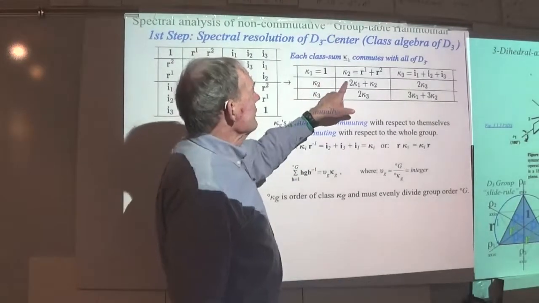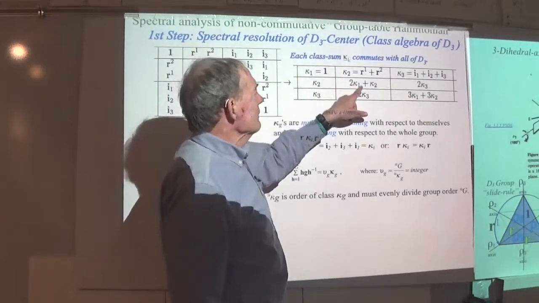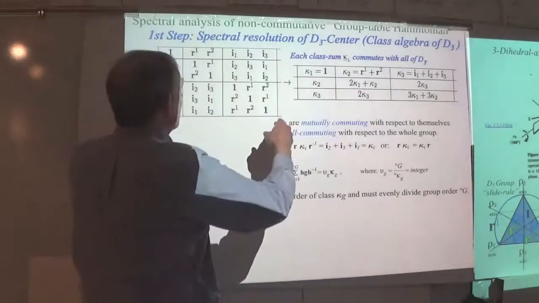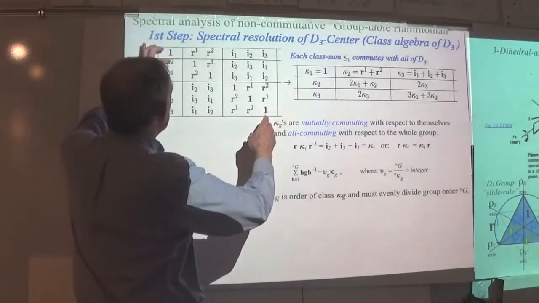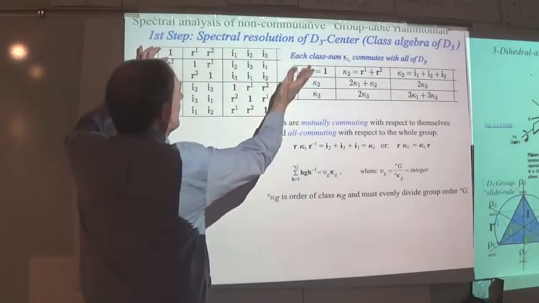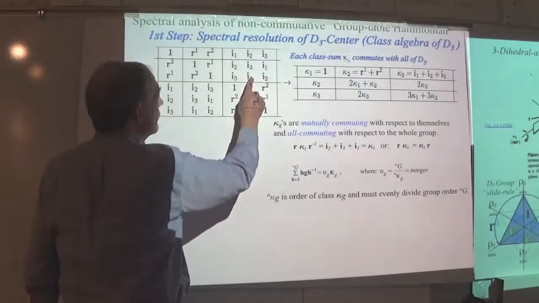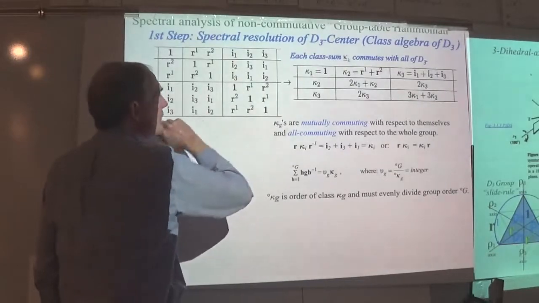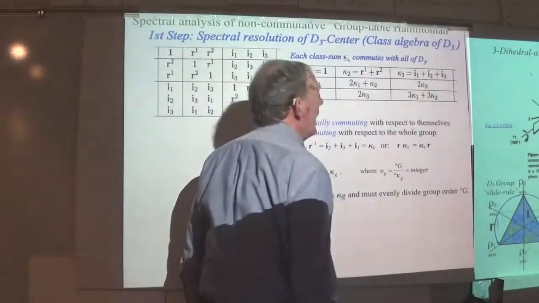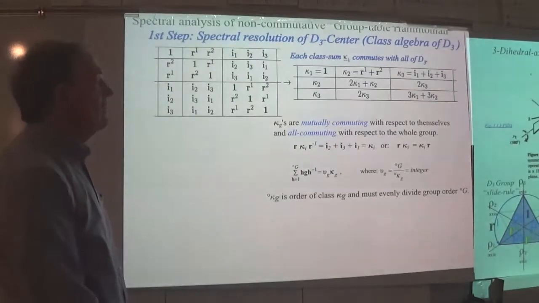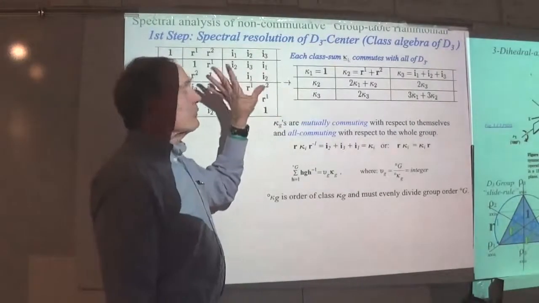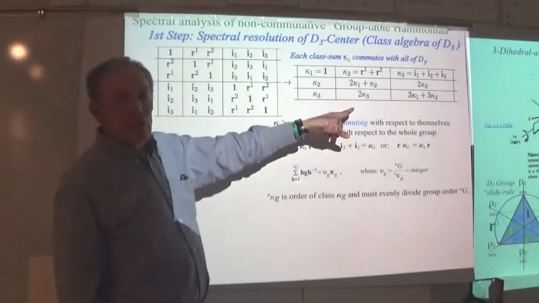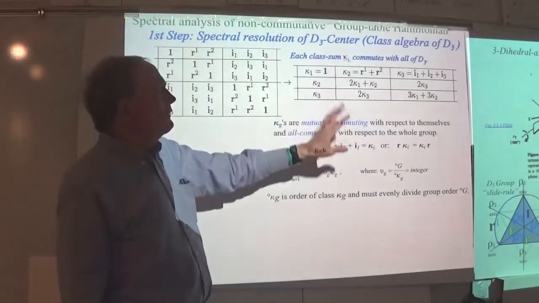The square of K2 comes out to 2 times the identity plus K2. You multiply K2 by K3, okay? So here's K2, you multiply it by K3, what do you get? You get 1, 2 of those, 1, 2 of those, and 1, 2 of those. So you get 2 times the third class sum. Okay, so very quickly you turn this group table into a multiplication table for the class algebra. Or ring. This is sometimes called a ring.